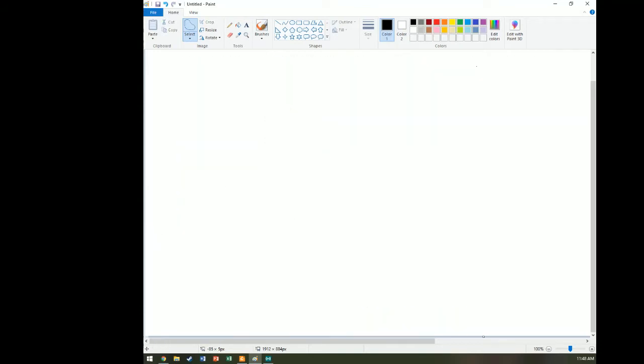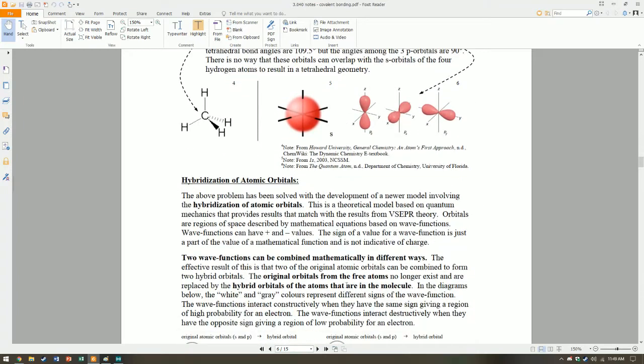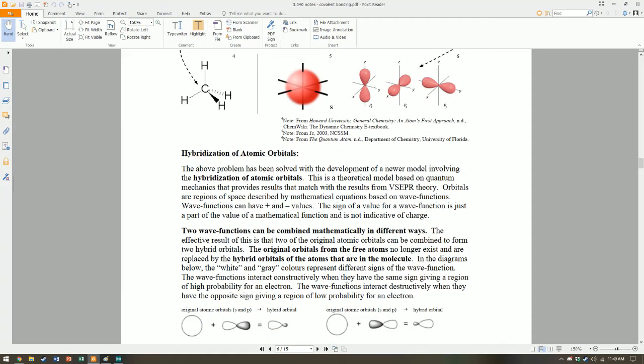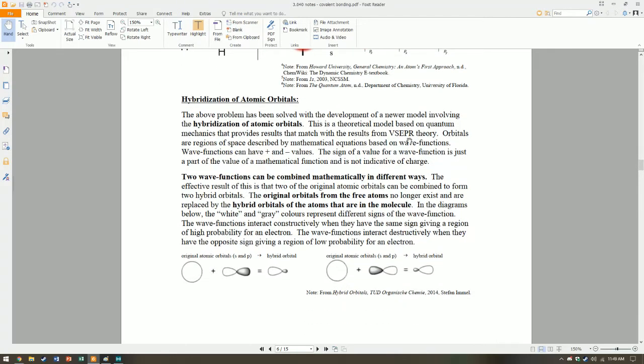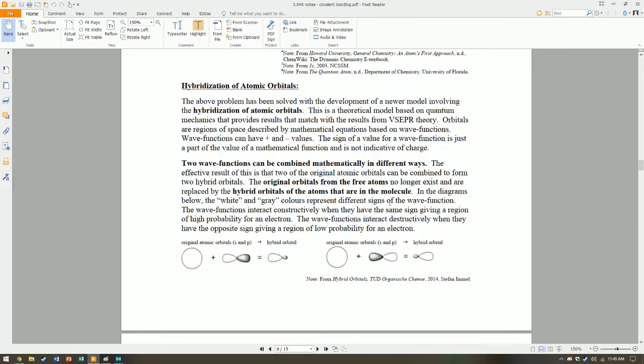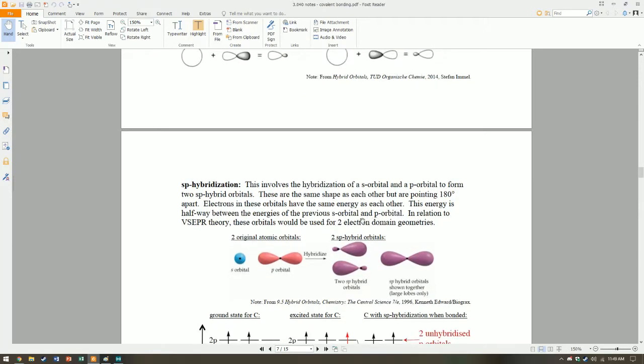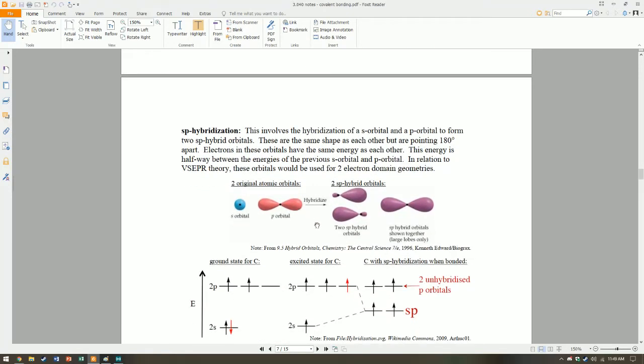So if we go back to our notes here, the above problem has been solved with the development of a newer orbital involving the hybridization of atomic orbitals. This is a theoretical model based on quantum mechanics, and the results provided match with VSEPR theory, and that's what I just described pictorially there. And I just did sp hybridization.